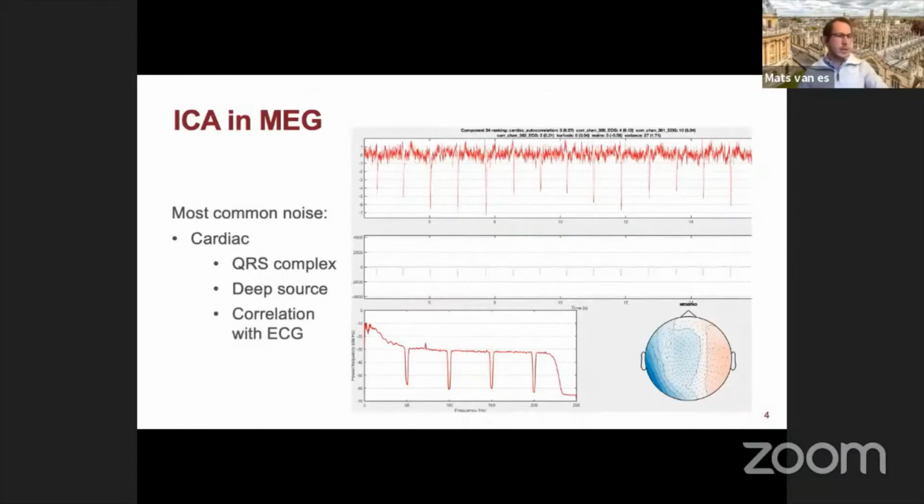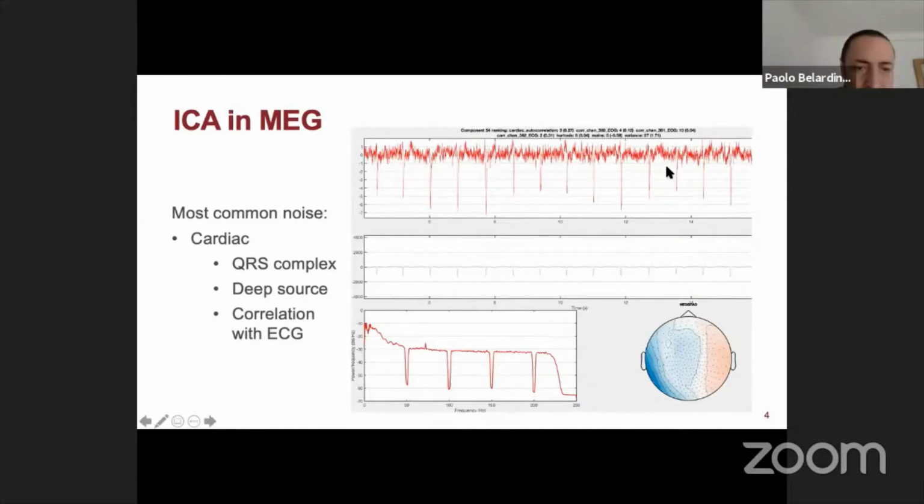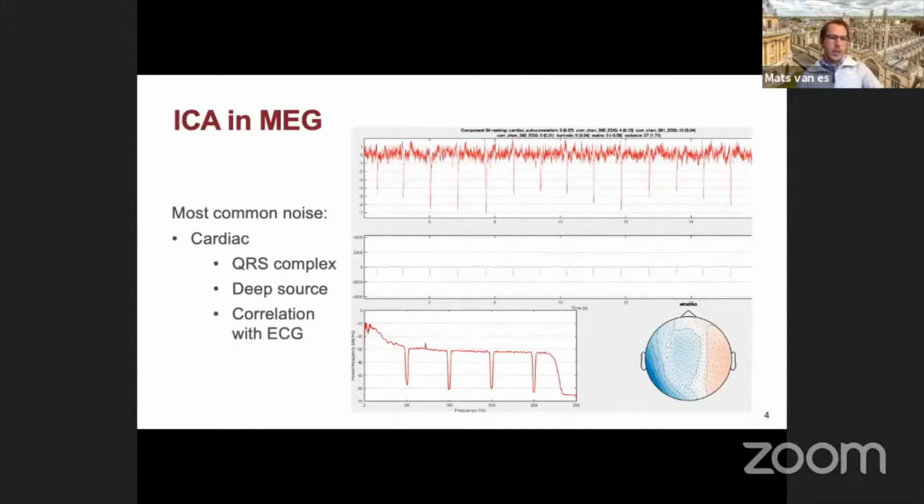This right here is a clear cardiac component. On the top row, we can see the time course of the component, and there's a big spike about every second or so. On the right bottom, we can see the spatial map of the component, and we can clearly see this dipolar pattern where the poles of the dipole are very far apart. And this indicates that the source is very deep and therefore from the heart.